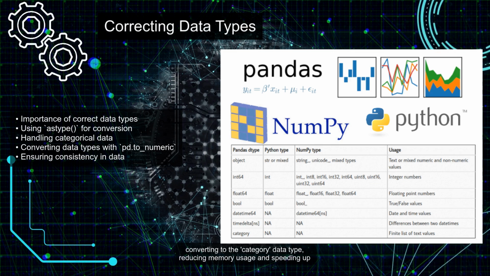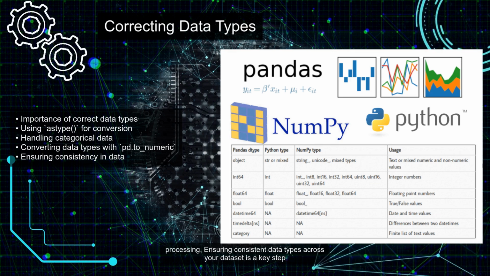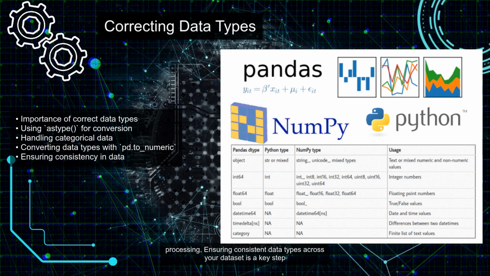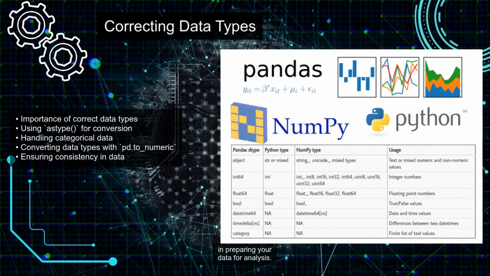Categorical data can be optimized by converting to the category data type, reducing memory usage and speeding up processing. Ensuring consistent data types across your dataset is a key step in preparing your data for analysis.